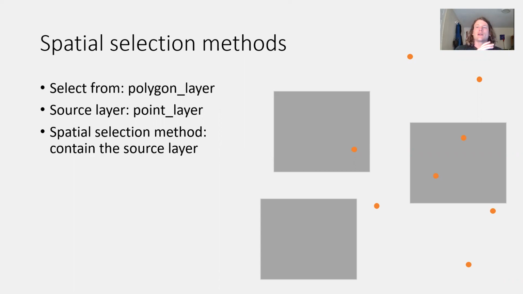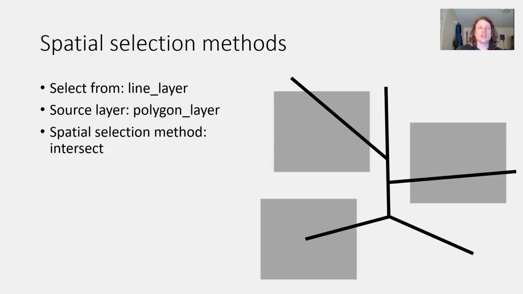Alternatively, you can select from the polygon with the source layer being the point layer and the selection being contains instead. So you could select all the polygons that contain a point, and this would be the end result. Similarly, you can do something similar with line features. So you can say select all the lines that intersect the polygons, and you'd end up with this.